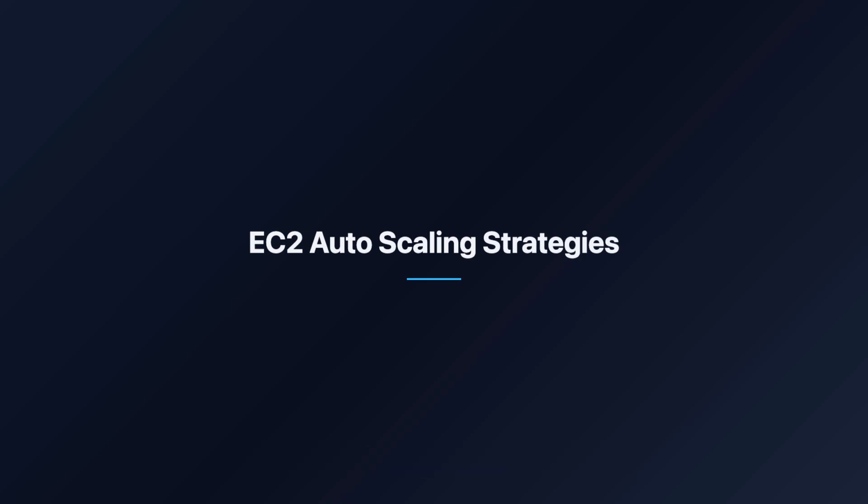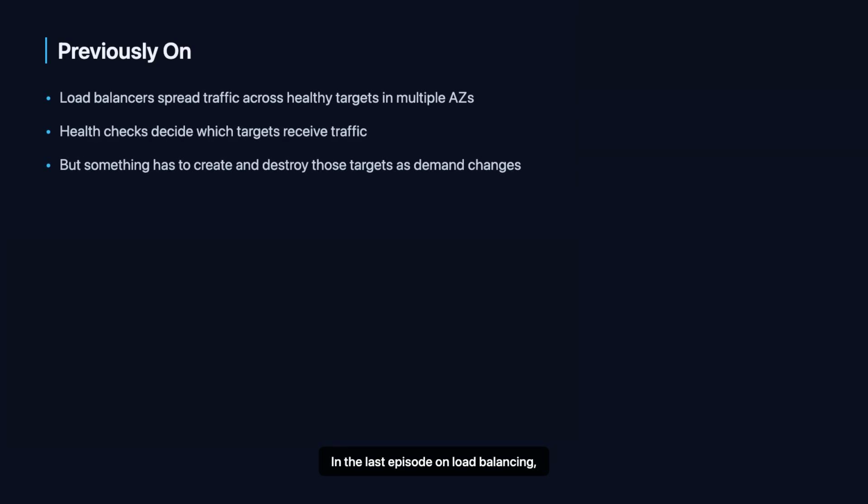a cost decision. In the last episode on load balancing, we saw how an application load balancer spreads traffic across healthy targets in multiple availability zones, and how health checks decide which targets actually receive requests. But a load balancer only distributes traffic. It never creates or destroys the servers behind it. Something has to add instances when load rises and remove them when it falls.